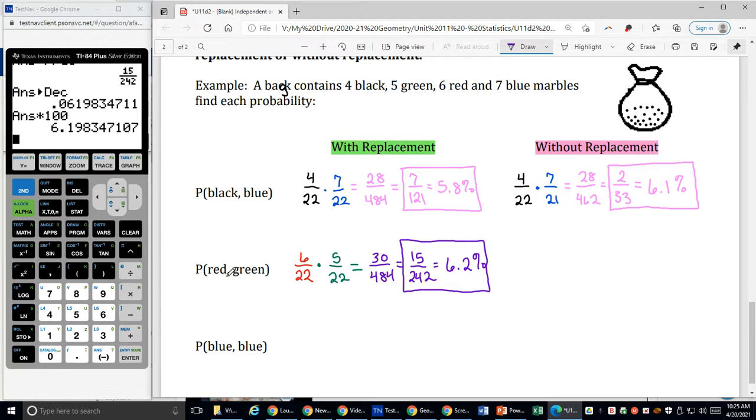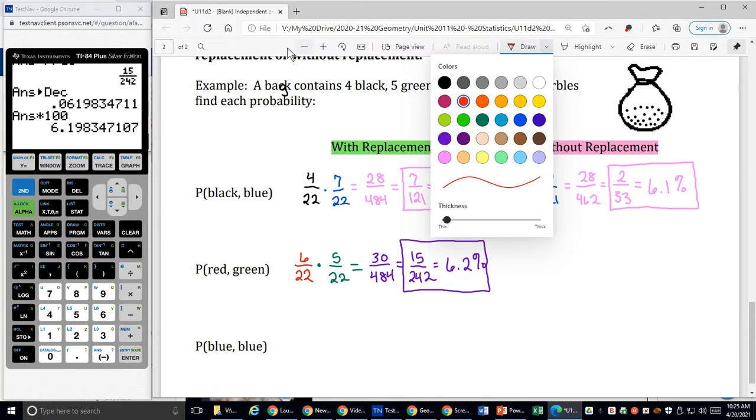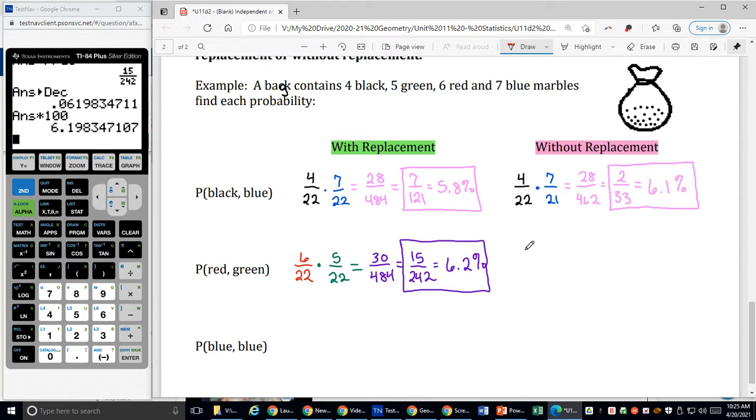6.2% of the time, I should pull a red and a green marble, one after the other, putting the marbles back each time. Okay? All right, now let's talk about without replacement. So my first probability is not going to change. I'm starting with a fresh bag.